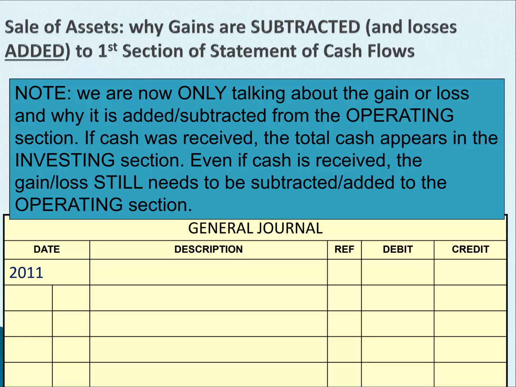Now it's important to note we are only talking about the gain or loss and why it is added or subtracted from the operating section. If cash was received, the total cash amount appears in the investing section. Even if cash is received, the gain or loss still needs to be subtracted or added to the operating section, and I'm going to show you exactly why.